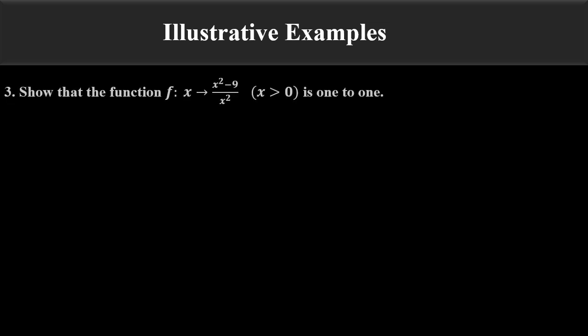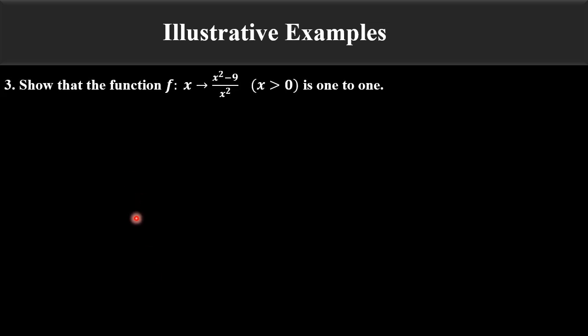Another illustrative example for us to consider here. Now, we are told to show that the function f mapping from x to (x squared minus 9) divided by x squared, where we are told that x is greater than 0, is 1 to 1. So here, one thing we need to have in mind is that we have been given an instruction that the value of x is greater than 0. So if we get any value of x that happens to be negative, we are not going to consider it. We'll just ignore it, because here, we are told this function is a function where the x value is greater than 0. And we are to show that this function is 1 to 1.